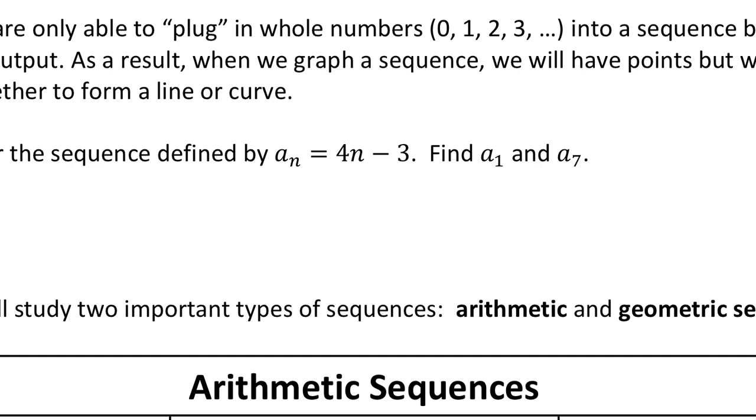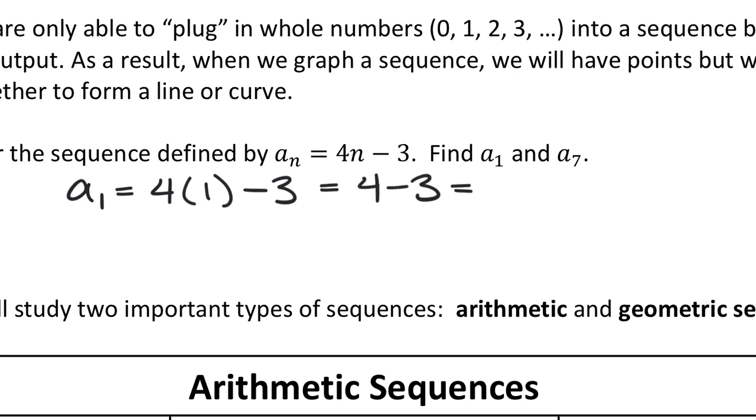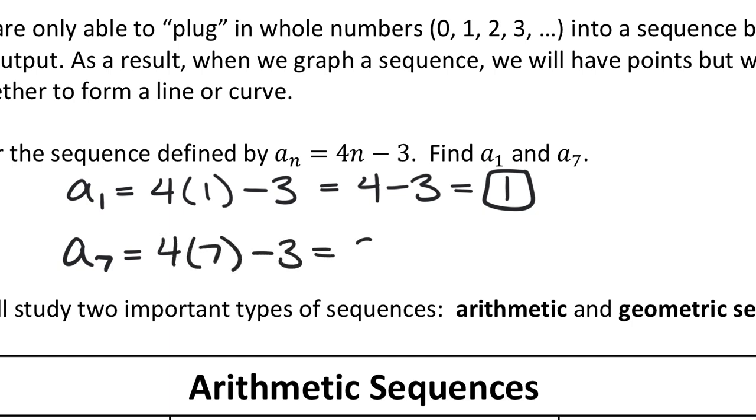So a sub 1 is literally telling me to take the number 1 and plug it in where the n was in the equation for the sequence. This is just like function notation, except it's in sequence form, so the number I'm plugging in is a subscript. Well, 4 times 1 is 4, and 4 minus 3 is 1, so a sub 1 is 1. Those numbers in the subscripts tell you what to plug in. So if I find a sub 7, what number are you plugging into the function? 7. Easy peasy. So this is 28 minus 3, which is 25.